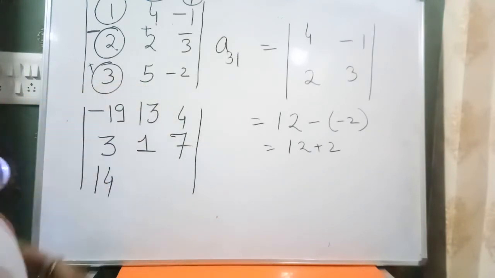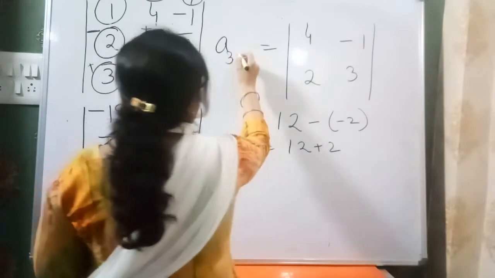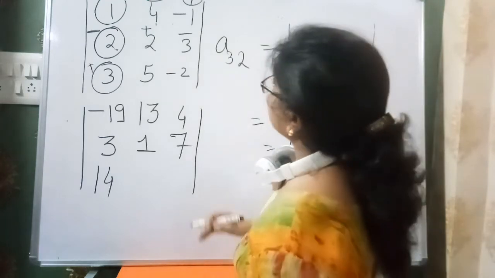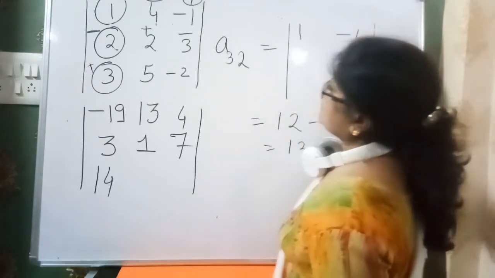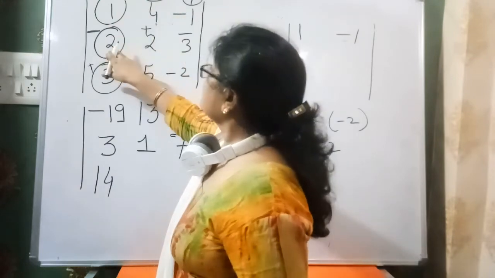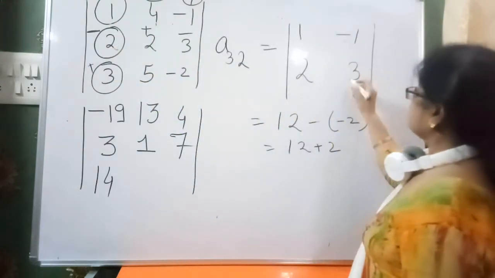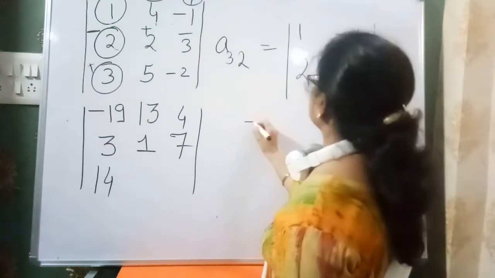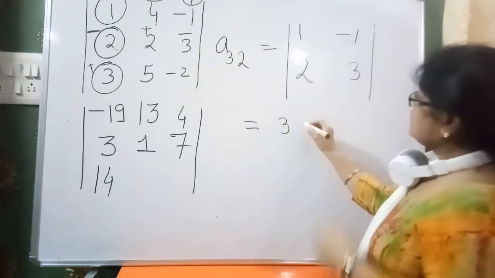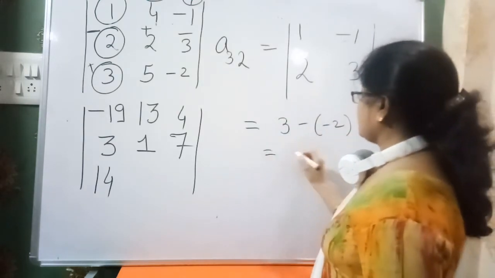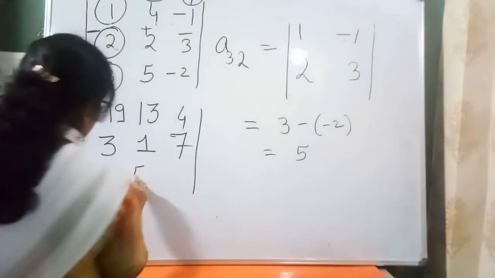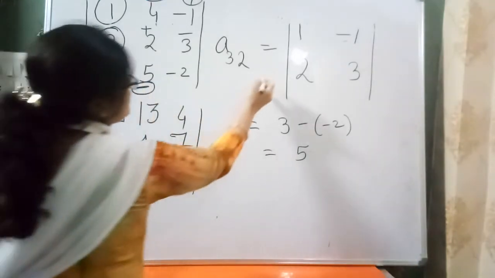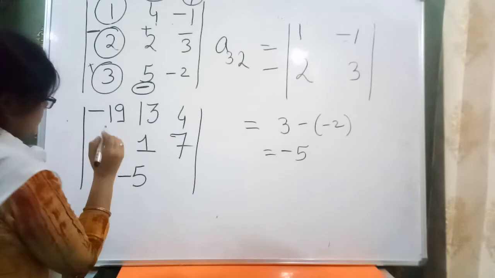Clear? Now for the 5 we have to find. Now for the place of third row, second column, we have the determinant 1 minus 1. Just see, 1 minus 1, 2 and 3. Be careful in these steps. Okay? Otherwise we get the wrong values. 3 1s are 3. Minus minus 2, that means we have 5. We have 5 over here. Now for minus 2, but here we have minus 5. That means minus sign, that is minus 5.